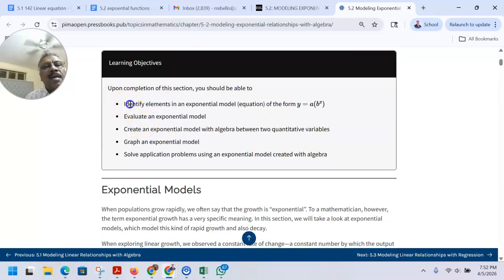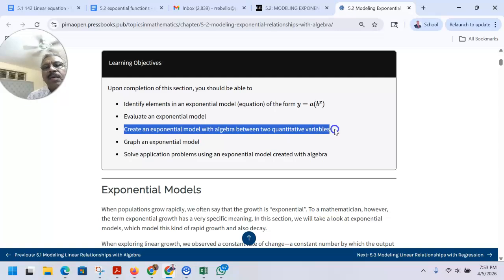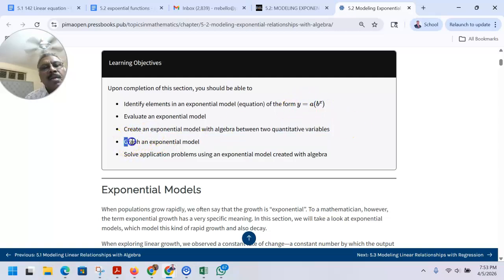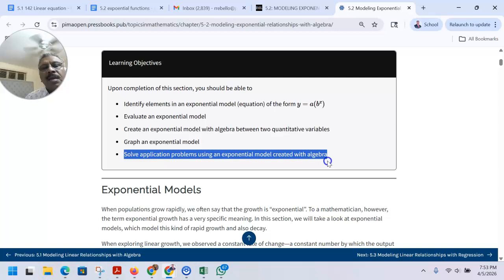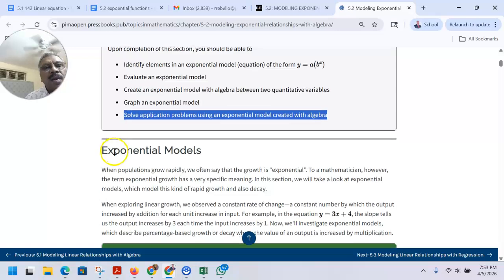So the learning target is to identify elements in an exponential equation of the form, and this is something new now, y is A times B raised to X. Also we evaluate an exponential model, that means you plug in input X equals a number and you get the Y. Create an exponential model with algebra between two quantity variables. You'll be given 2 points and then you need to figure out what that exponential equation is. You are supposed to graph that exponential model and then solve application problems using an exponential model created with algebra. Each one of these we'll see, and straight away go with the main.